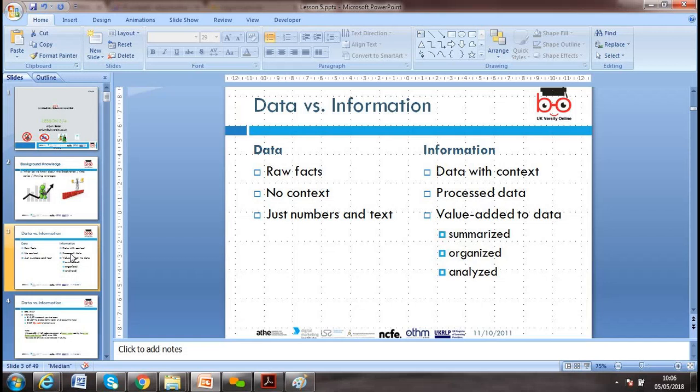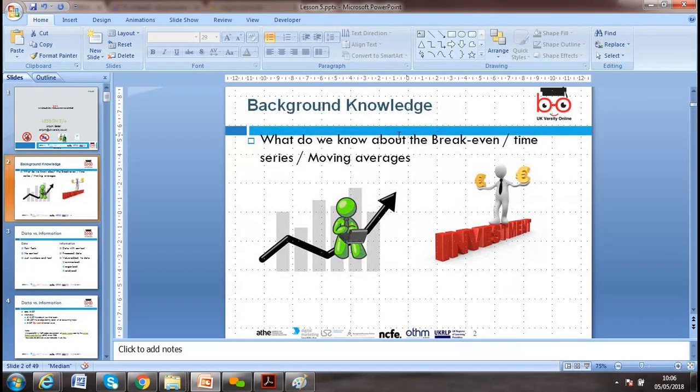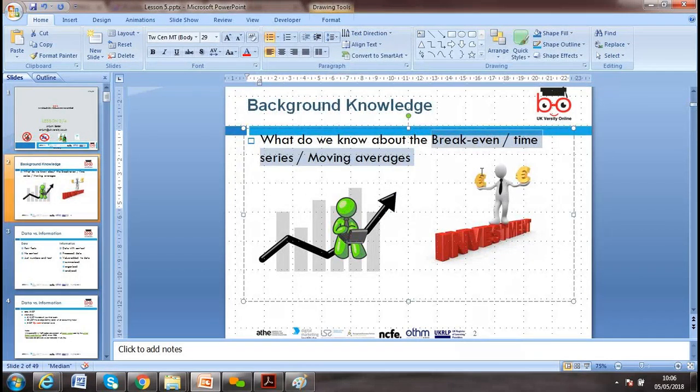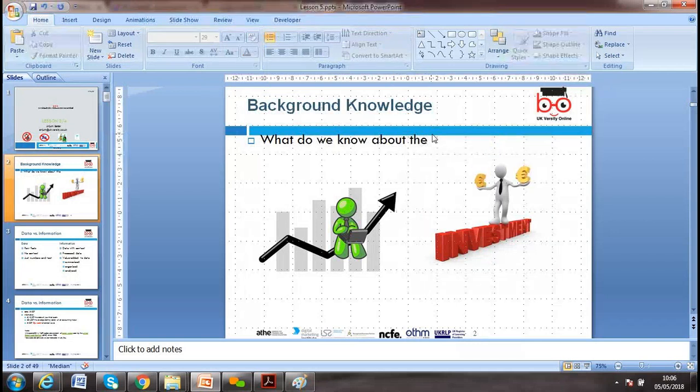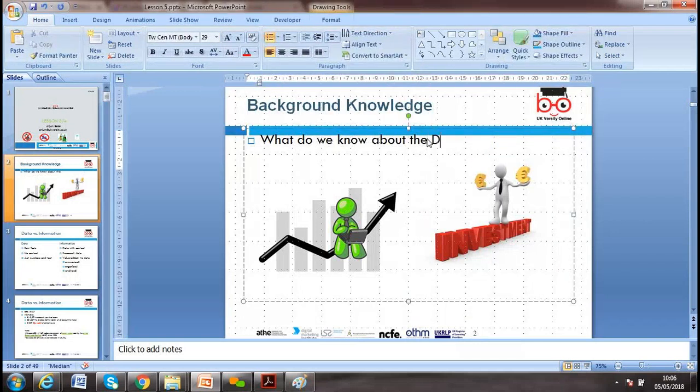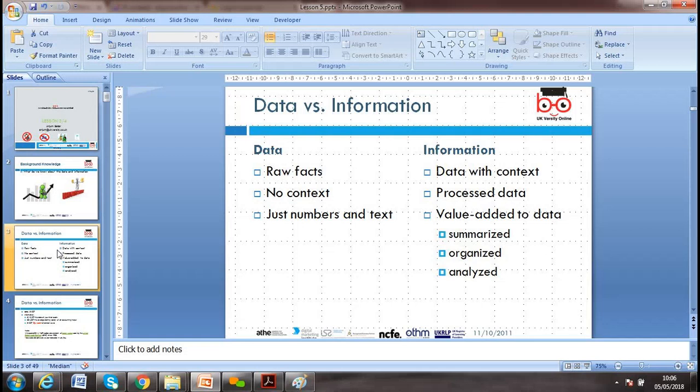So what is the difference between data and information? Anybody knows? Data is, I think, more specifically about numbers. It's more accurate. Information could be a simple piece of sentence, not relating to specific numbers or factual statements. Yes, data is more about raw data, which is raw facts, no context, just numbers and text. Well done, you mentioned it very well.